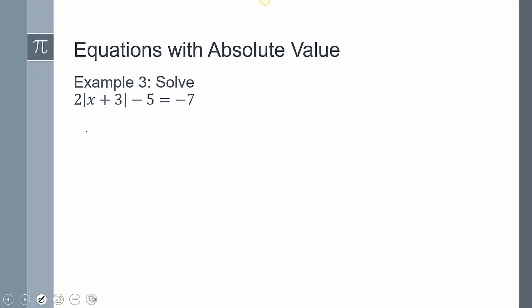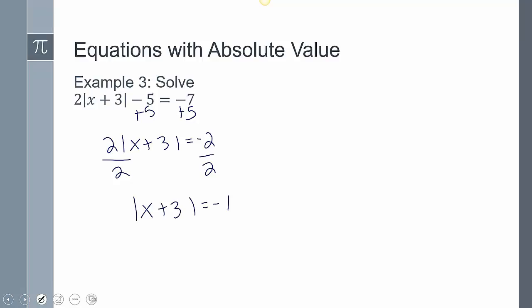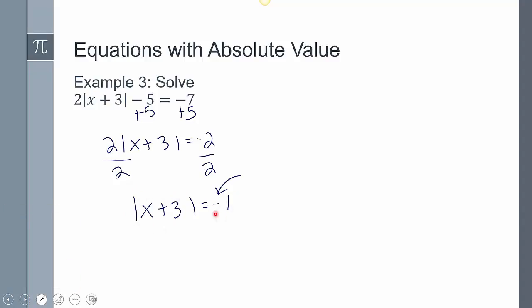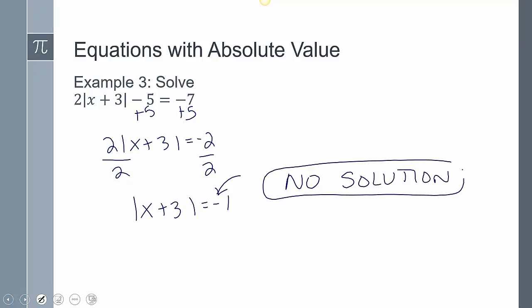Example number 3. I have to isolate the absolute value portion by itself, so I'm going to add 5 to both sides. I get 2 times the absolute value of x plus 3 equals -2. Divide everything by 2. I get the absolute value of x plus 3 equals -1. Now here's an issue. We said that an absolute value cannot equal a negative number. Because this expression says the absolute value equals a negative number, I have no solution, and that would be my answer.